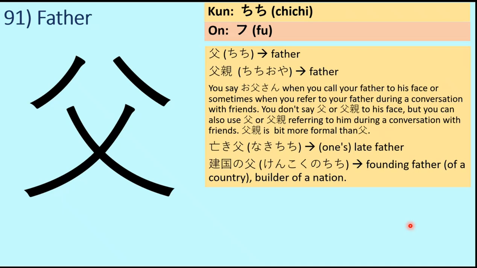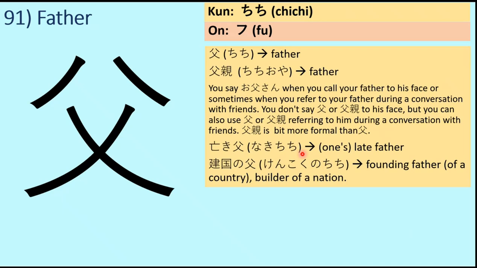Then we have nakichichi. Nakichichi means one's late father, so one who has passed away. So when we talk about our late father, we add naki in front of that, which means late.